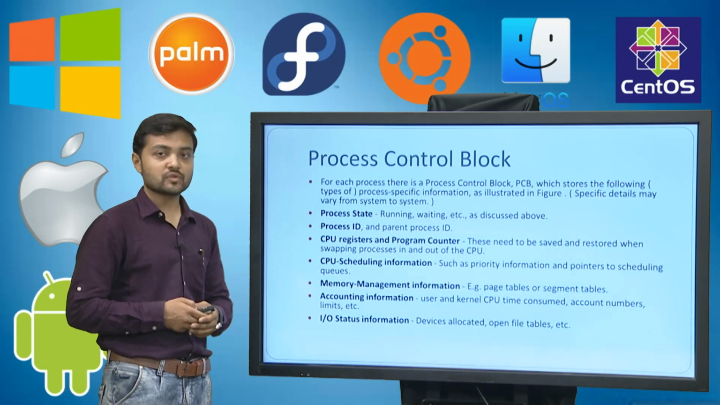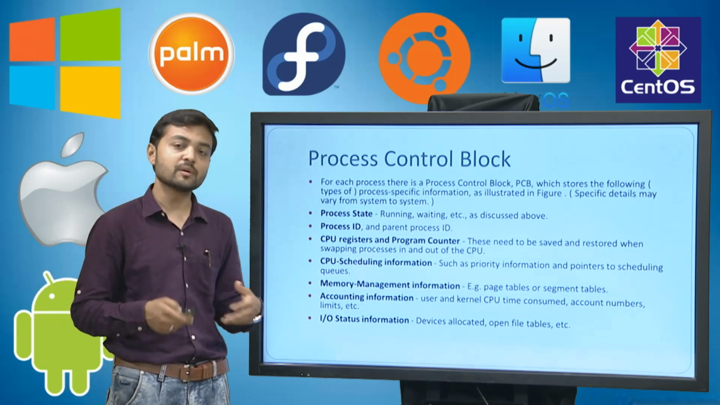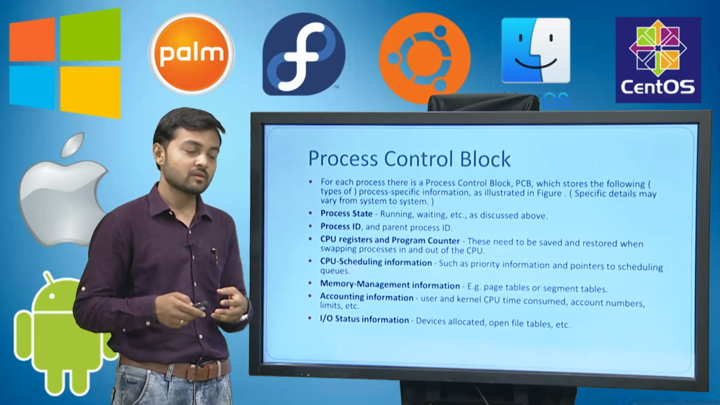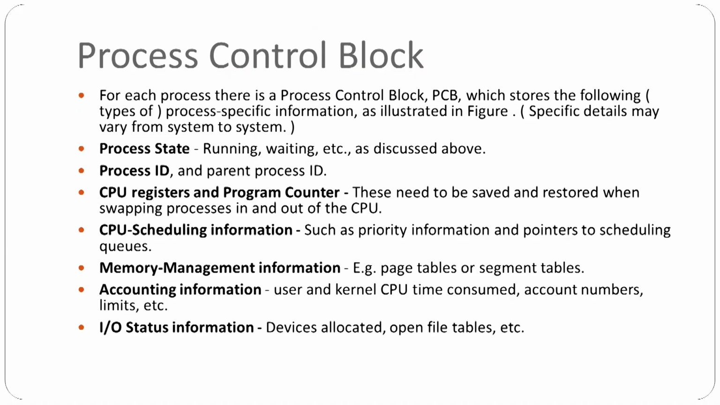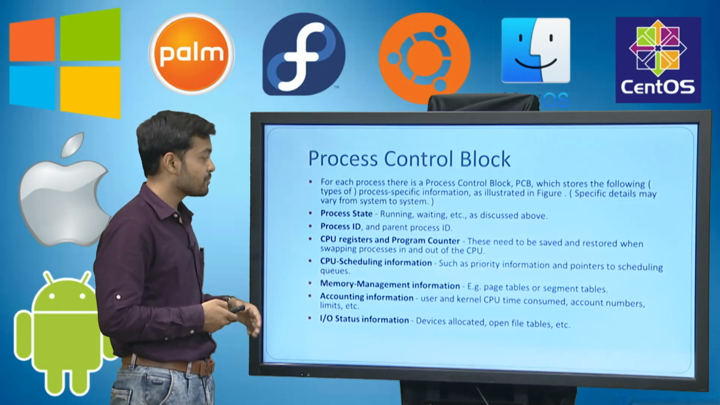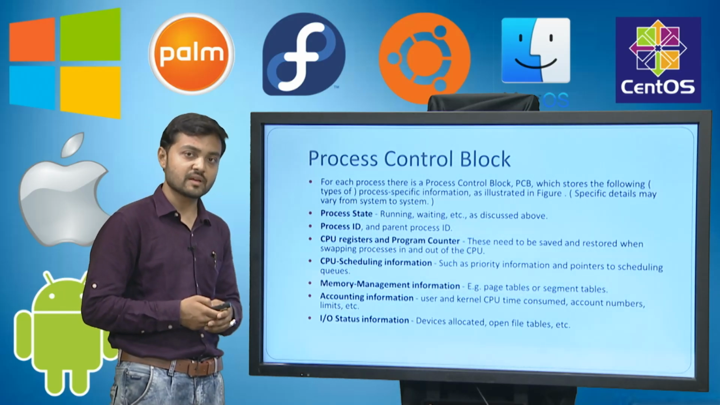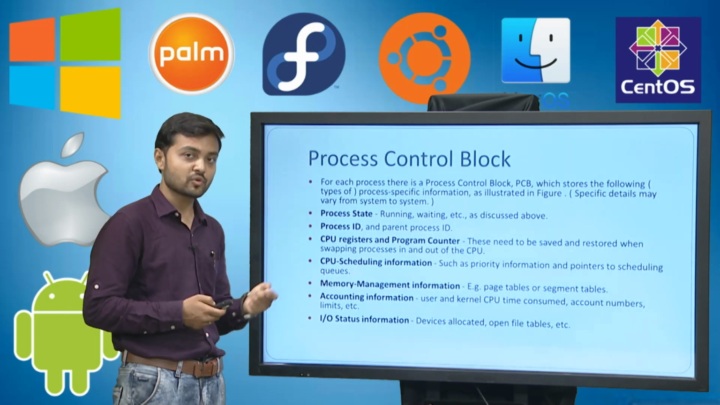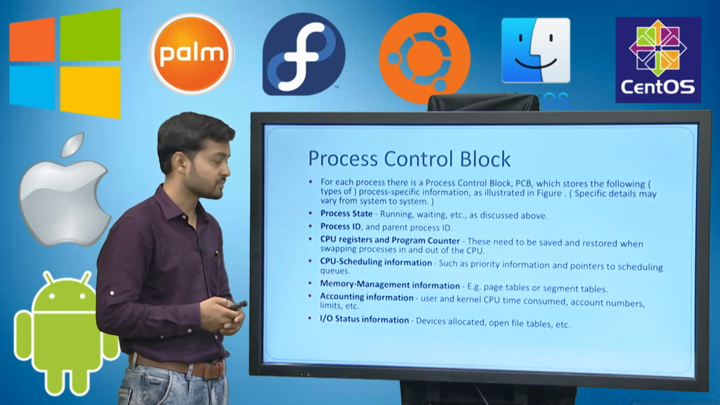Next is the process control block. To control the process, there is a process control block. For each process, there is a process control block, which normally we call PCB, which stores the following things. It stores the state of the process. As I said, it can be running, it can be finished, it can be waiting. Every state will be stored in the process state. Next is process ID. Each and every process has a process ID in the operating system. That process ID will be there in the process control block.